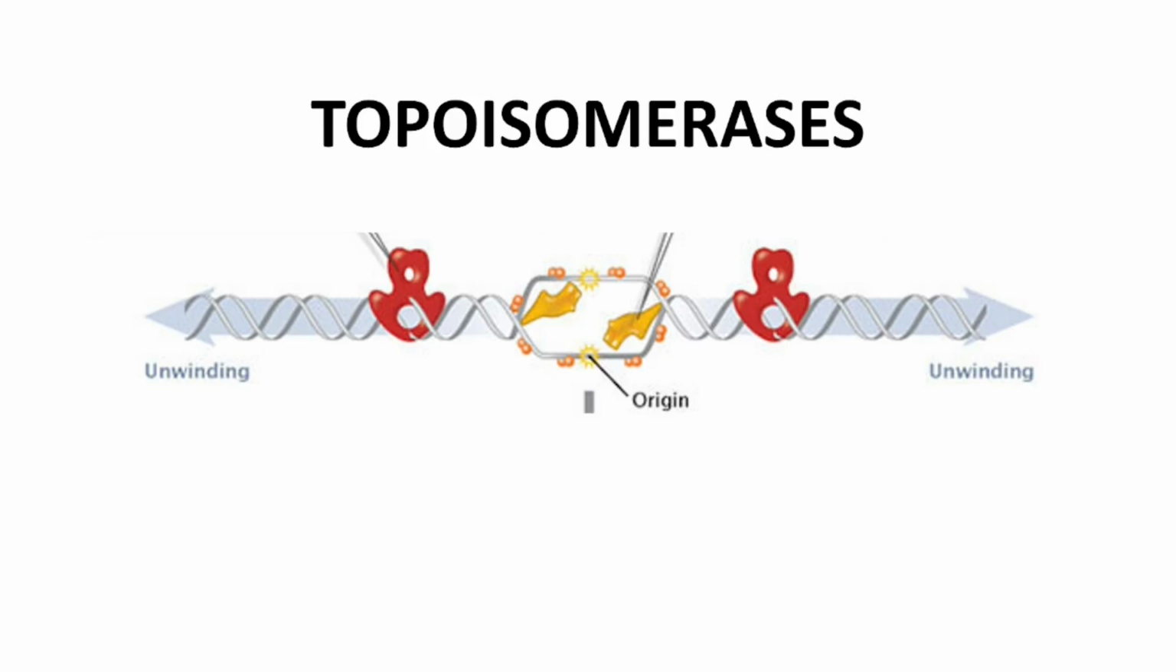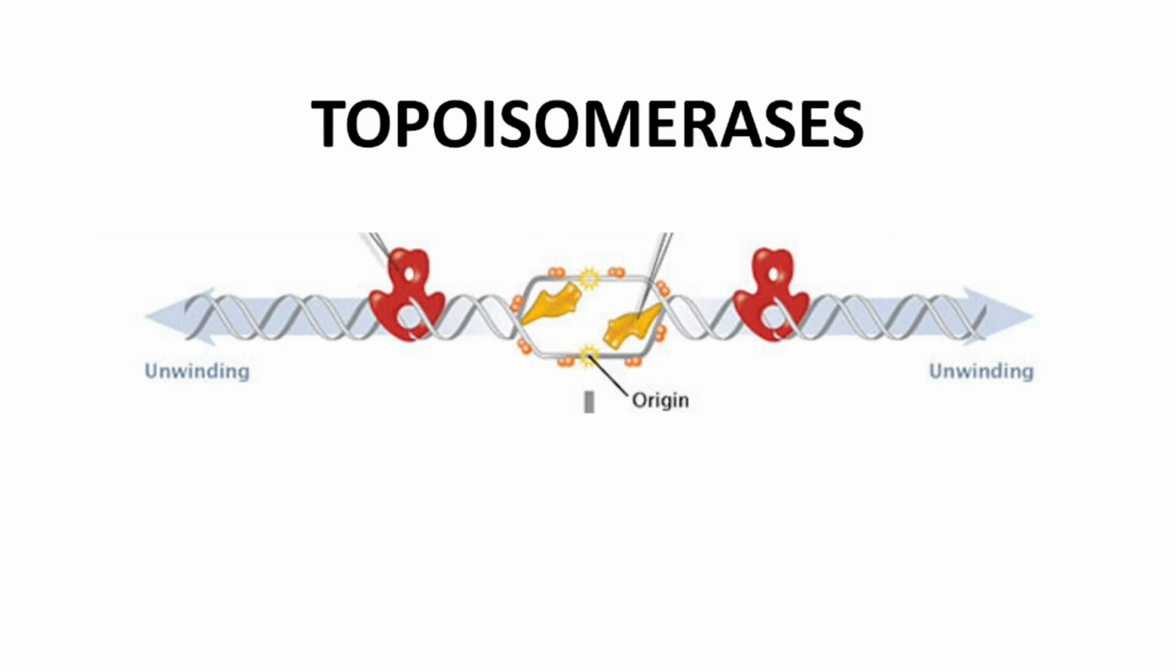Hello friends, in this module we will talk about the enzyme topoisomerases. Did you know that topoisomerases are so important for replication that if they are absent, it would lead to incomplete replication and hence cell death? We will talk about the role of topoisomerases in replication and also about the types of topoisomerases.